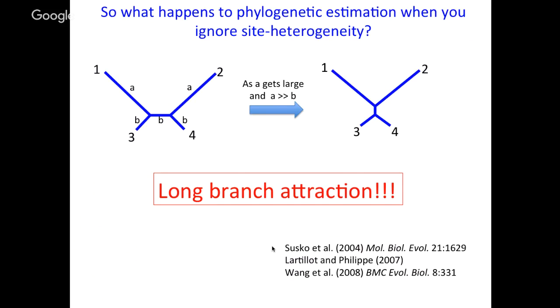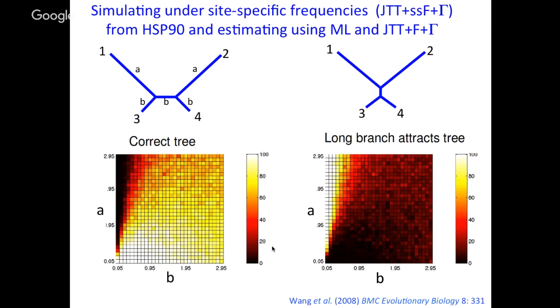I'm going to just show you what we get under simulation. So here I simulated data under site-specific frequencies observed in an HSP90 alignment. So the frequencies of amino acids observed at sites to parameterize a model. So the frequencies for every site are coming from the observed frequencies at that site, plus the JTT exchangeabilities and a gamma distribution. That's how the data was evolved.